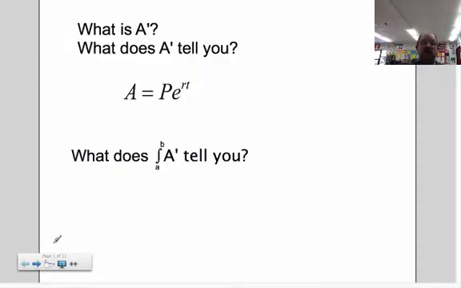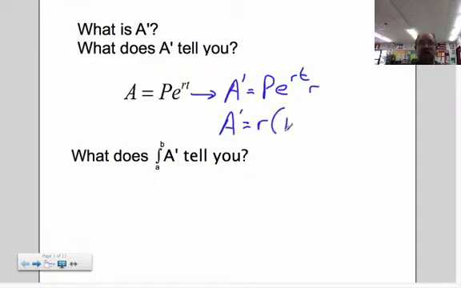So, what's A prime? What does it tell you? And what does the integral of A prime tell you? So A prime is the derivative, right? And by now you should know that the derivative of e to the u is e to the u, du. So A prime is going to be P times e to the RT times the derivative of RT, which is R. Okay, so A prime is R times P e to the RT.